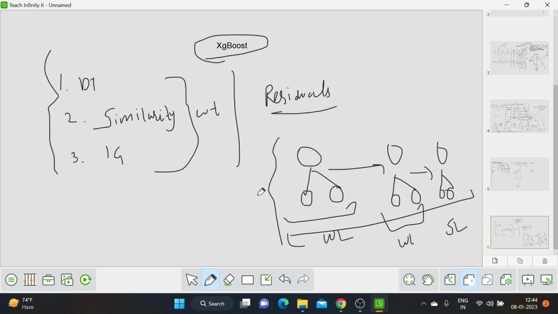Next class we will see the practical implementation. After the practical implementation, we will have completed supervised machine learning models. Then we will go to the unsupervised machine learning algorithms.